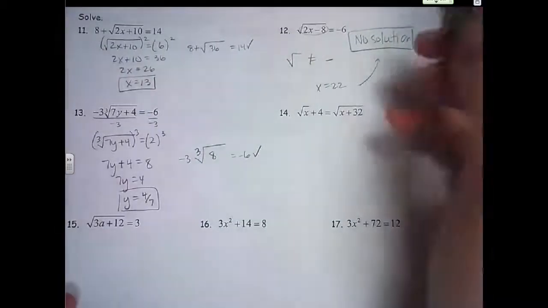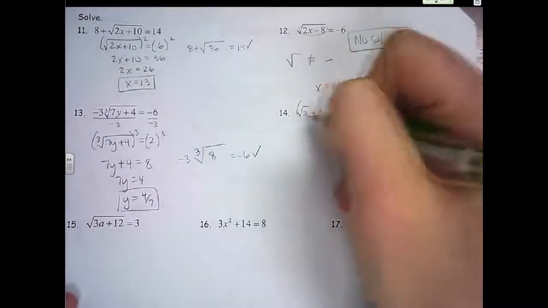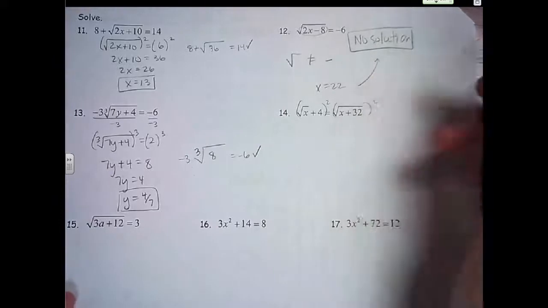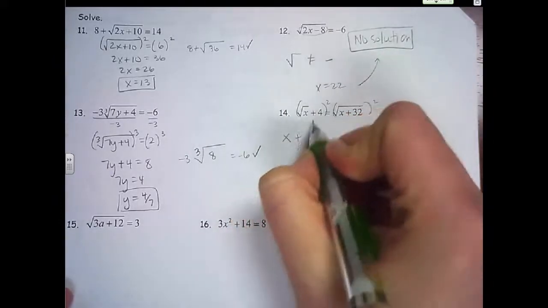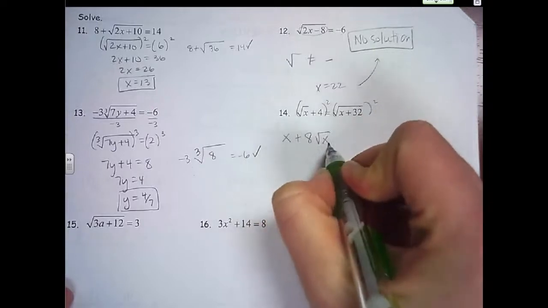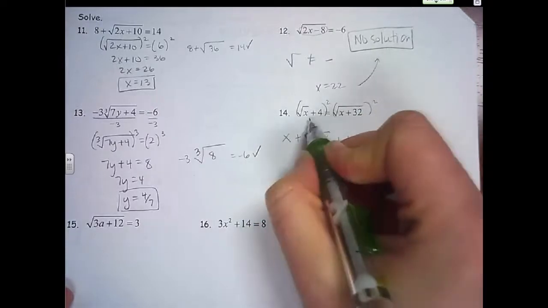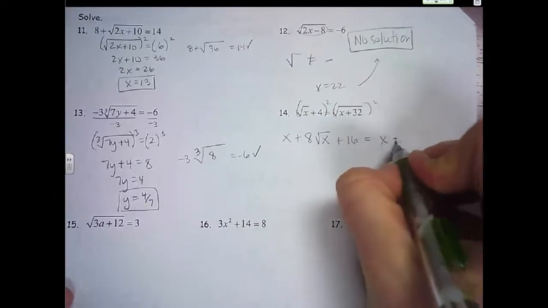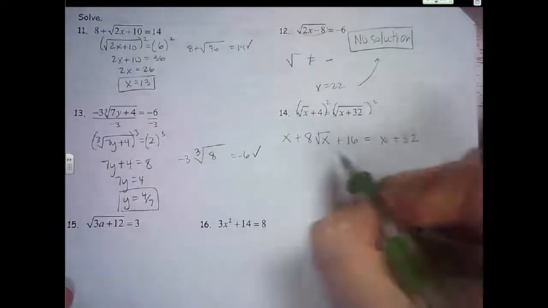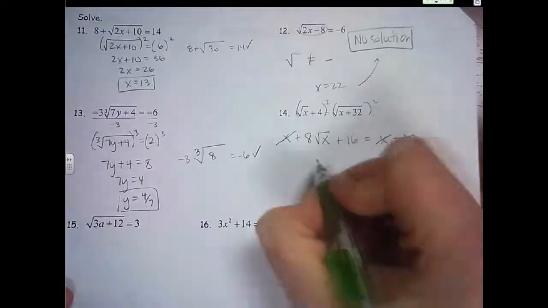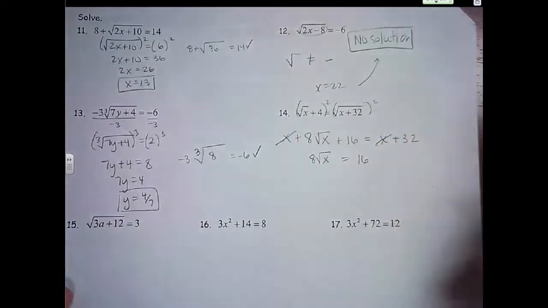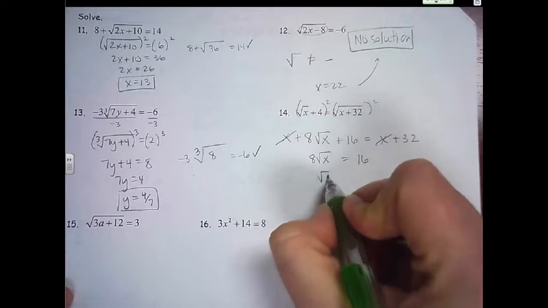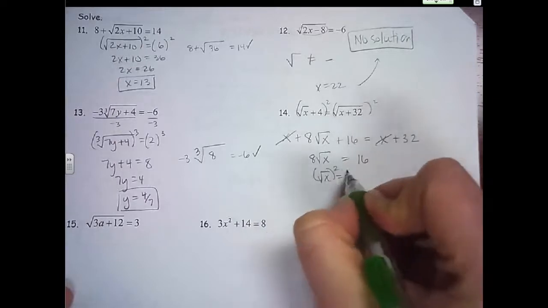Number 14. I have a radical on both sides, so I'm going to square both sides. I'm going to do the shortcut on this side. So square the first gives me x. Put the 2 together and double it to get the middle, and then square the second. Or you can write it out twice and FOIL it. That equals x plus 32. If I subtract the x over, that cancels. 8 square root x, I'm going to subtract the 16 over, equals 16. Divide by 8. Square both sides.